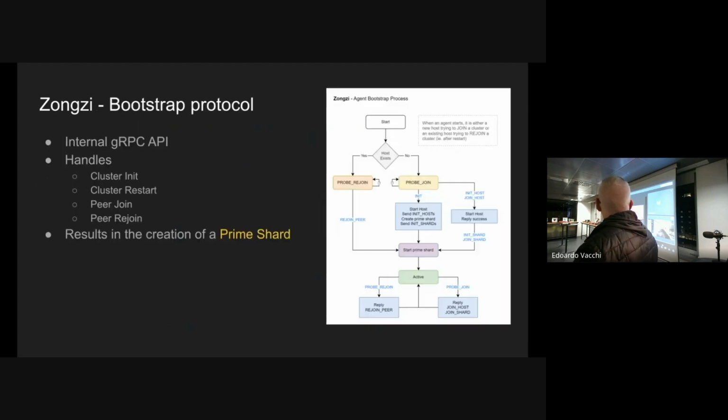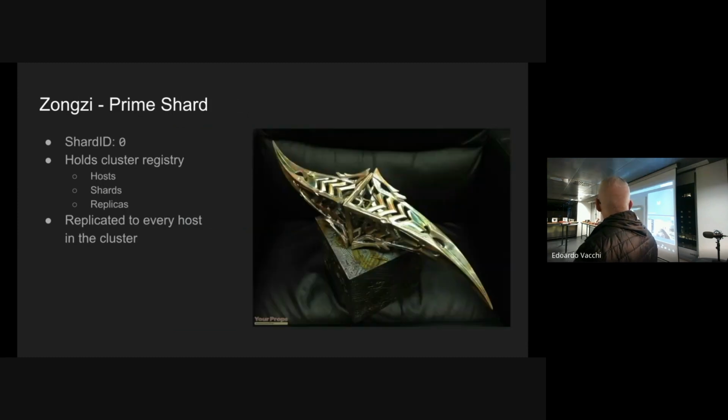Starting zongzi begins with a bootstrap protocol. Each of the hosts creates an internal gRPC API, and each host calls out to its seed list to begin cluster initialization or cluster restart. And it kind of does the right thing in each case. The result of this bootstrap process is the creation of a prime shard. In DragonBoat, every shard is represented by a uint64. So the prime shard is shard ID 0.